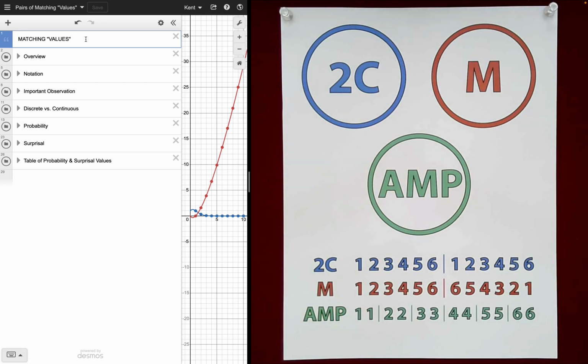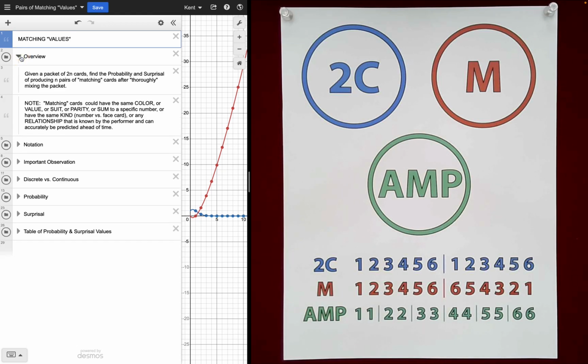So let's take a look at our Desmos activity, which can also be found in the description below of this video. Okay, so today we're looking at matching values. And in the next video after this one, we'll be looking at matching colors instead. Okay, so let's set the stage here. So given a packet of 2n cards, so n in the case of this one here is 6, of course. Find the probability and Surprisal of producing 6 pairs, n pairs of matching cards after, quote, thoroughly mixing the packet.